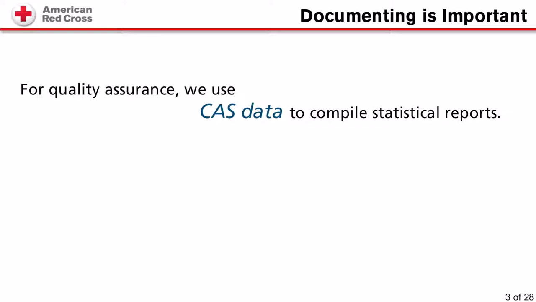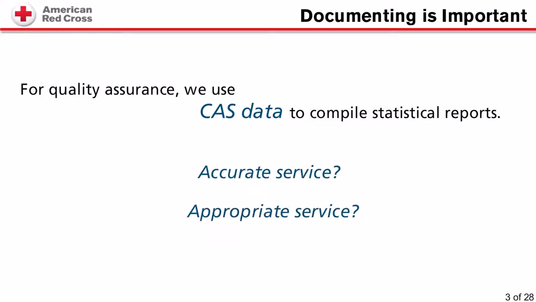For quality assurance in all chapters, regions, and divisions, we use CAS data to compile statistical reports across all cases to see how accurately and appropriately the service has been provided, and to find areas for improvement.